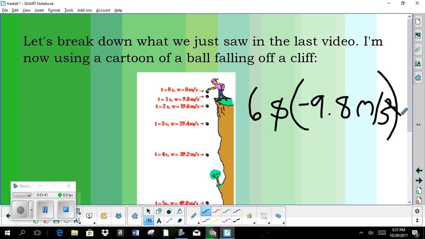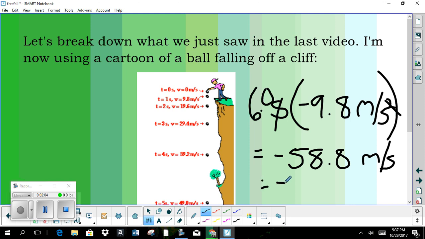Seconds cancel out. One of the seconds in the denominator here cancels out, and I get 6 times negative 9.8, or the rock will be falling with a velocity of negative 58.8 meters per second. And if I'm really correct about it with sig figs, I should have put 6.0 here, and then I would round this to negative 59 meters per second. So for any object in free fall, I can absolutely figure out how fast it's going at any moment in time by multiplying negative 9.8 by the time it's been traveling.